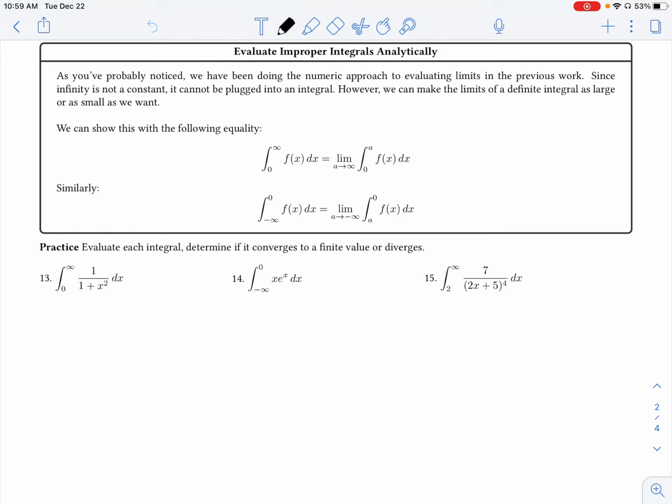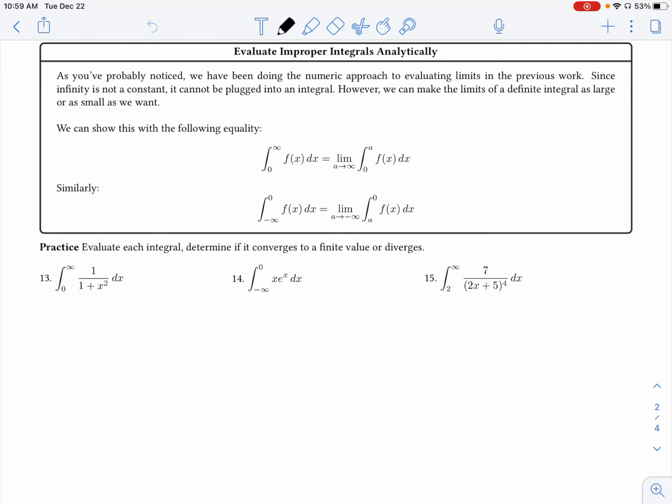And as I mentioned earlier, we cannot just plug in infinity into our integral. It doesn't work that way for reasons that I described in the previous video. Since infinity is not a constant, it's not a finite mathematical quantity, we just can't plug it in.